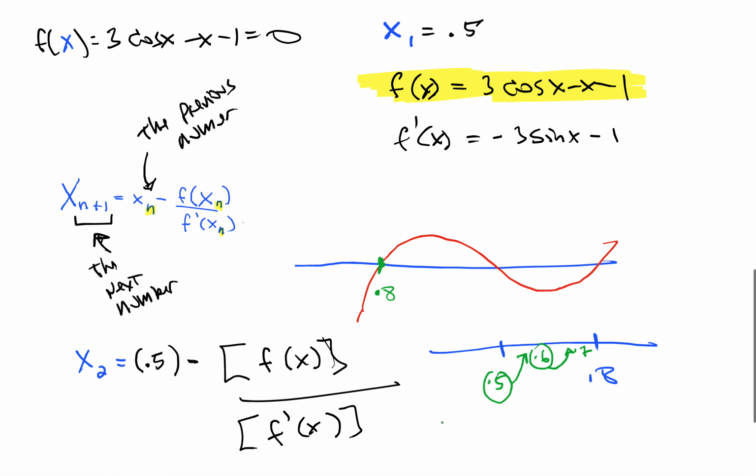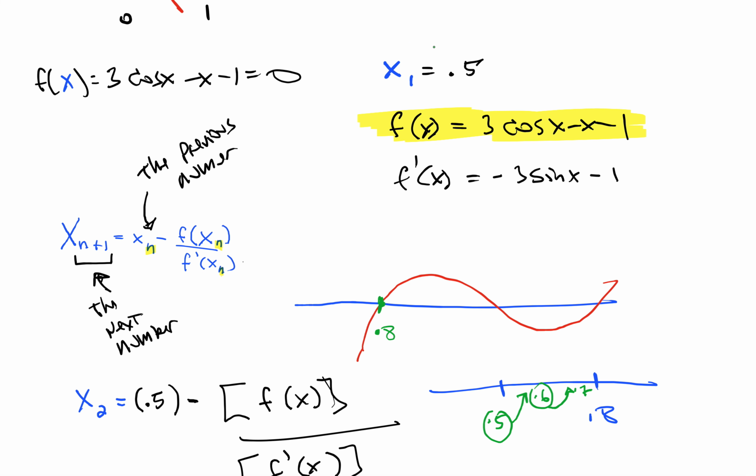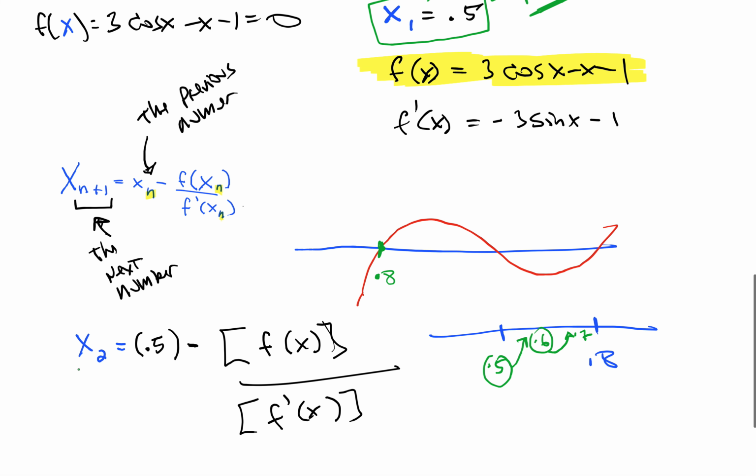x1 is 0.5. It's right here. So this right here is the previous number. This is our first previous number, and this is our first next number. We don't know our next number, but we know our previous number. We guessed it. Our previous number is our guess, which is 0.5. I do have a question about this, but we'll see how it goes.